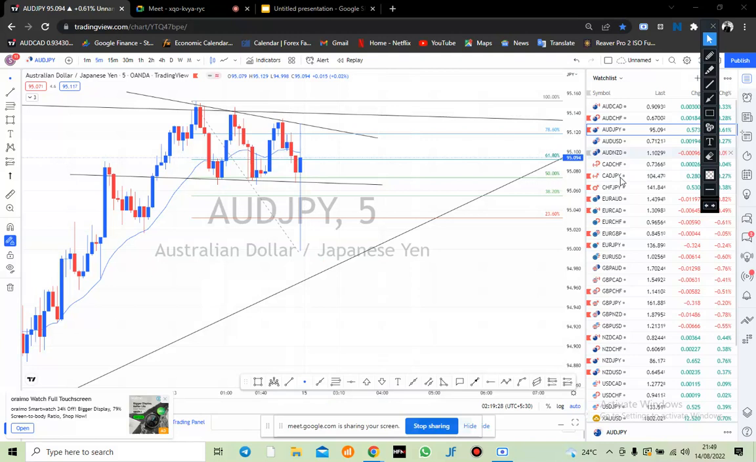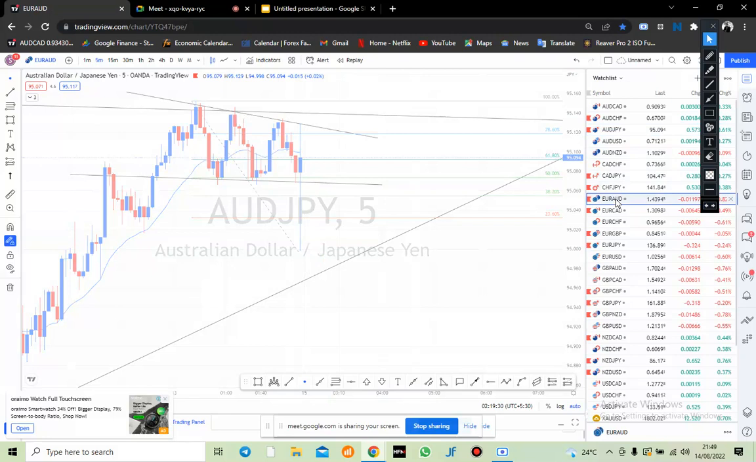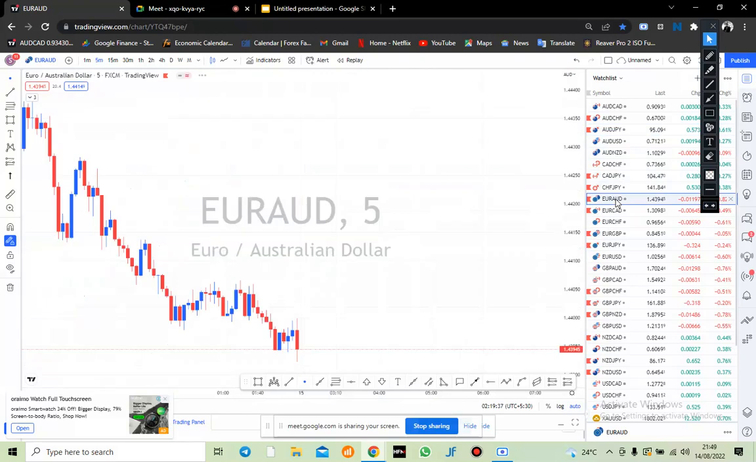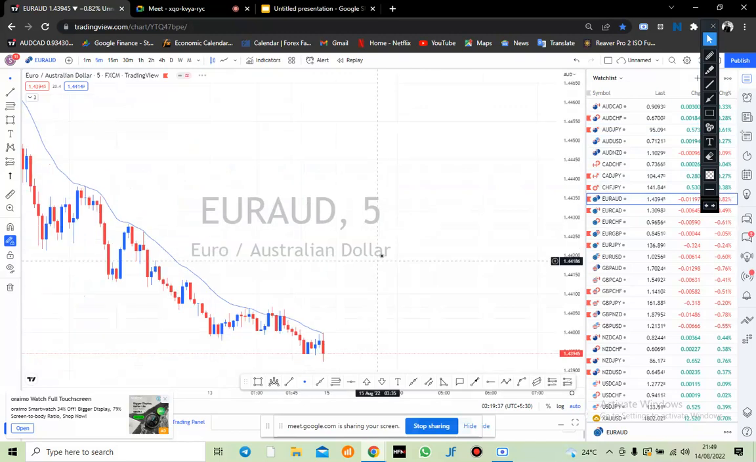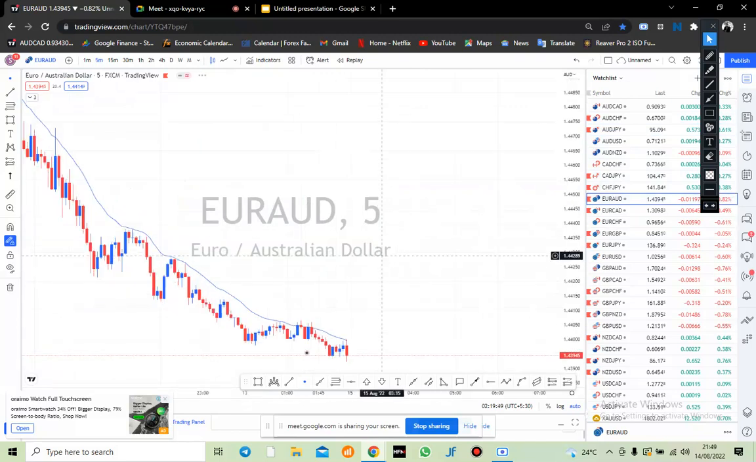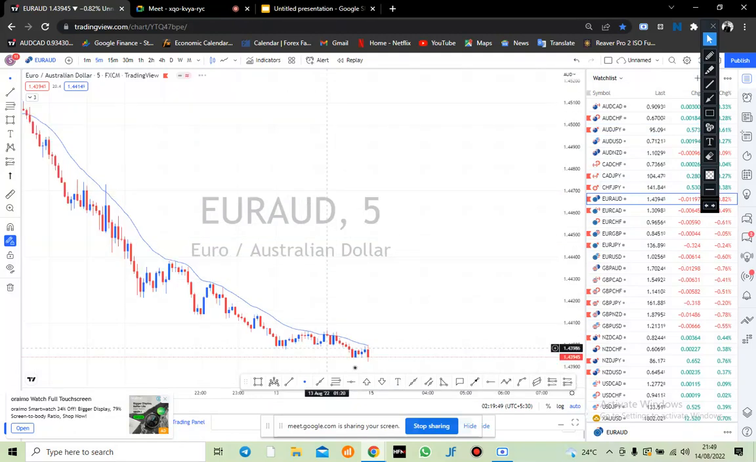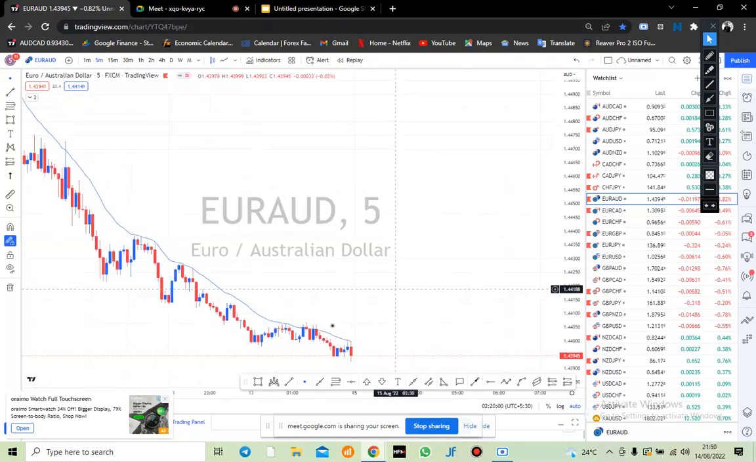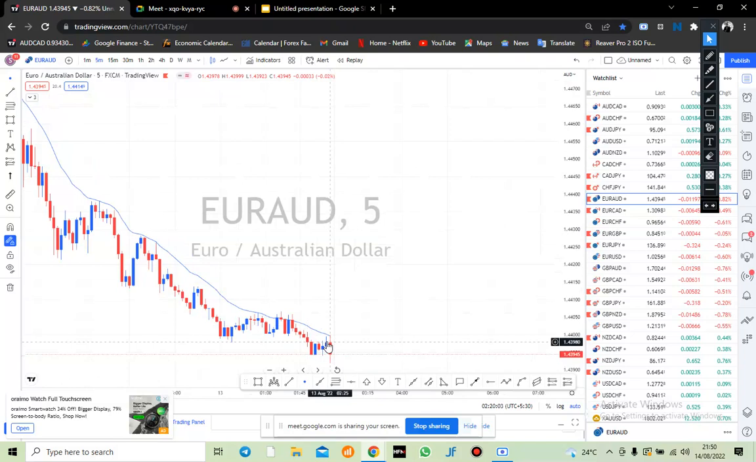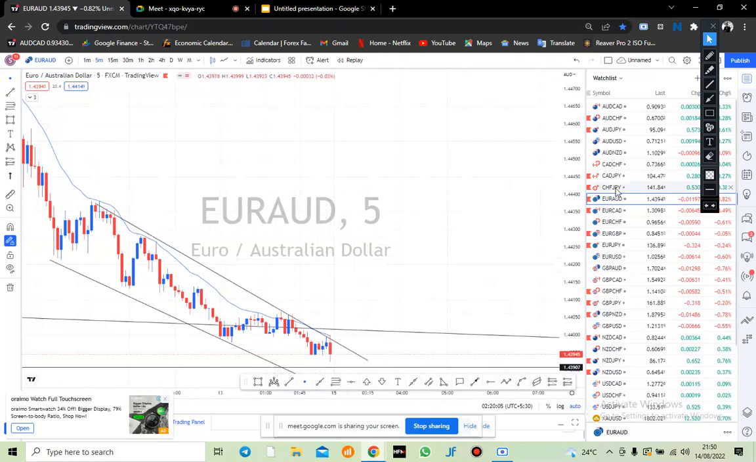Okay, which one again? Let's see. I think Euro AUD. Euro AUD. I think there's no need. There's no way you can use the Fibonacci. You can't use the Fibonacci because it hasn't created the highs and lows properly. Still moving sideways here. So let's check CHF JPY.